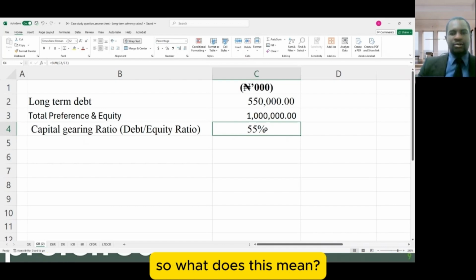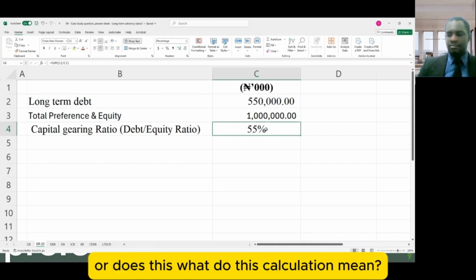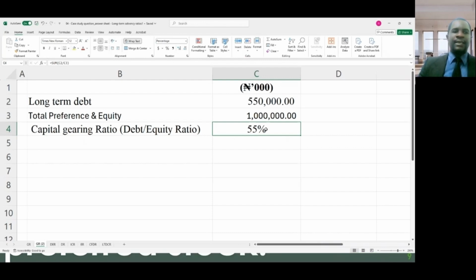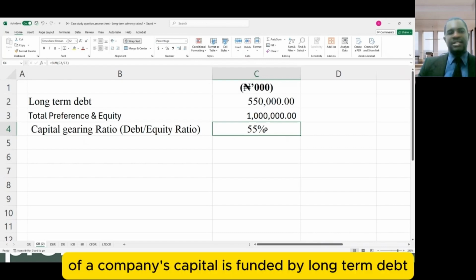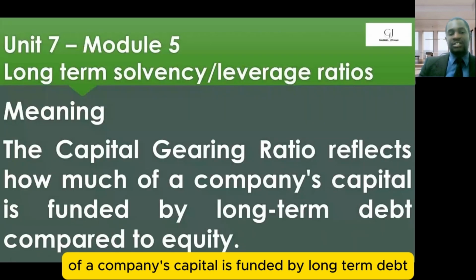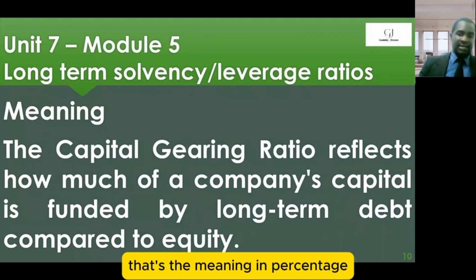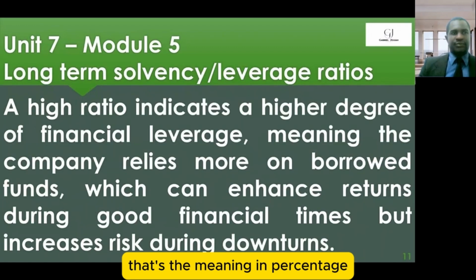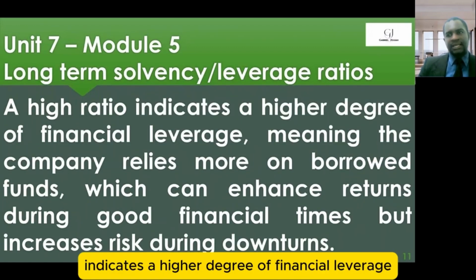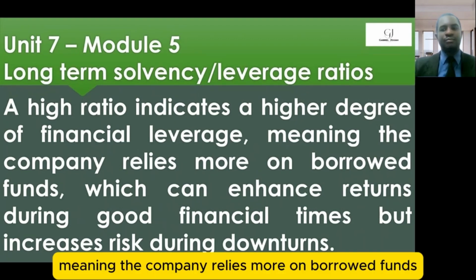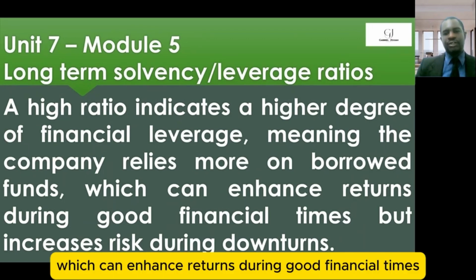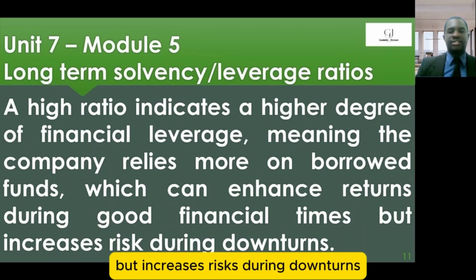Okay, so what does this calculation mean? It reflects how much of a company's capital is funded by long-term debt compared to equity. That's the meaning in percentage. A high ratio indicates a higher degree of financial leverage, meaning the company relies more on borrowed funds, which can enhance returns during good financial times, but increases risk during downturns.